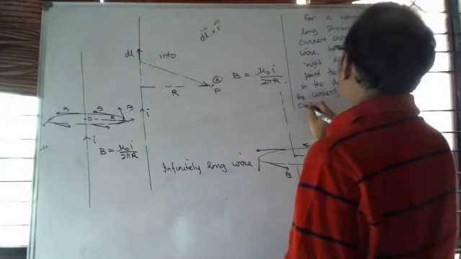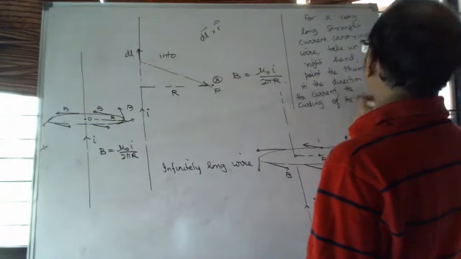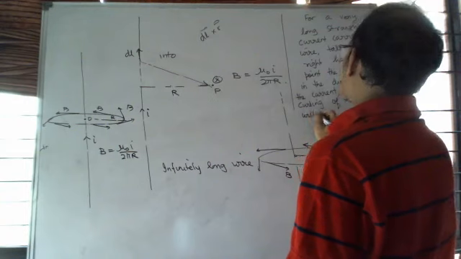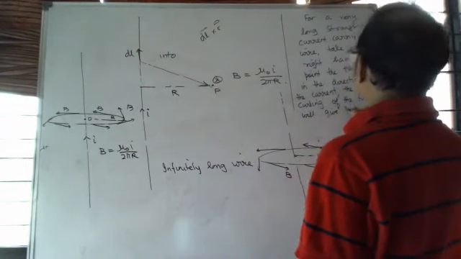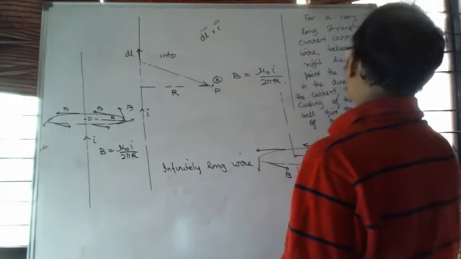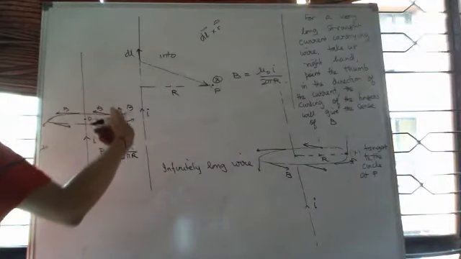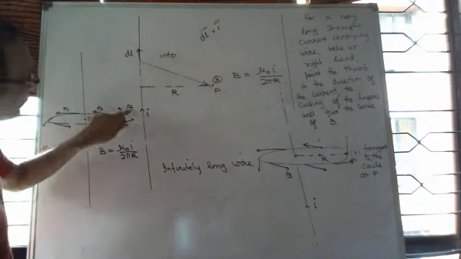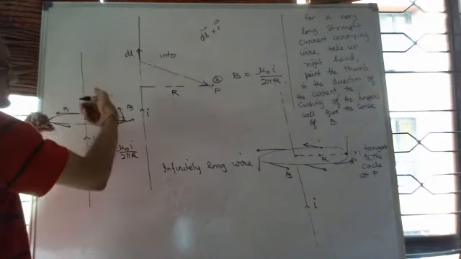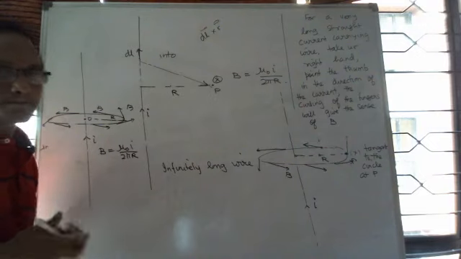The curling of the fingers will give the sense of B, because the fingers are curling. And the magnitude will be mu naught I by 2 pi r, and it will be tangent to the circle, it will turn like this. Right? Okay?